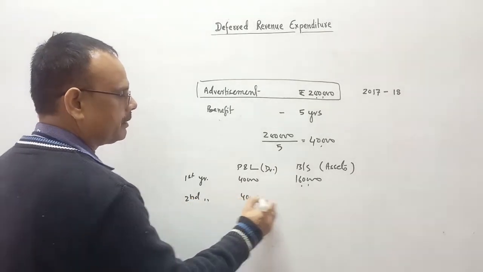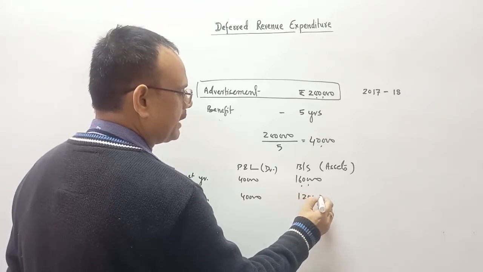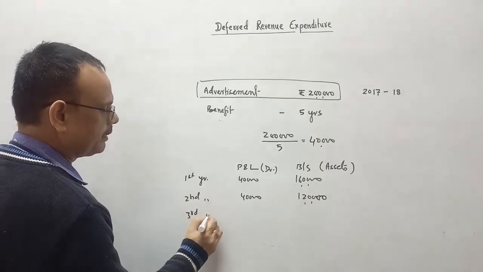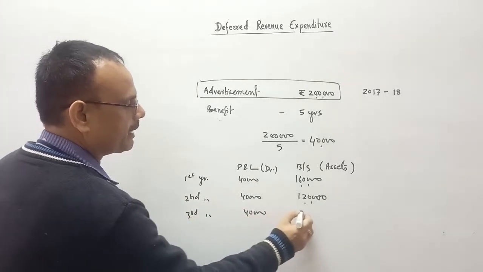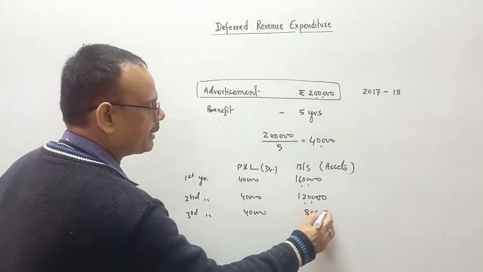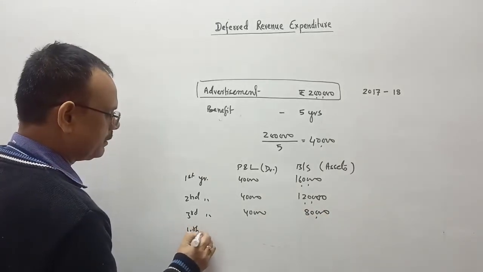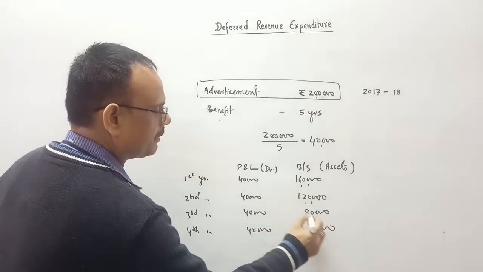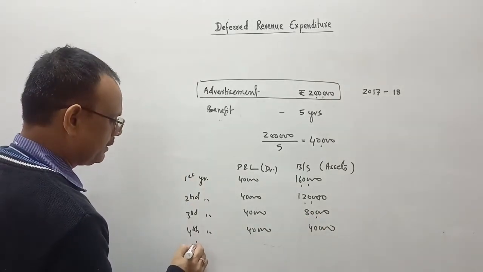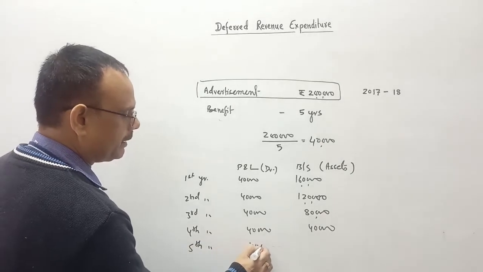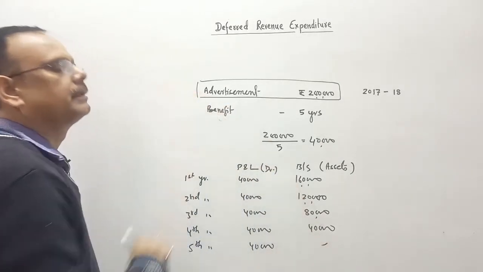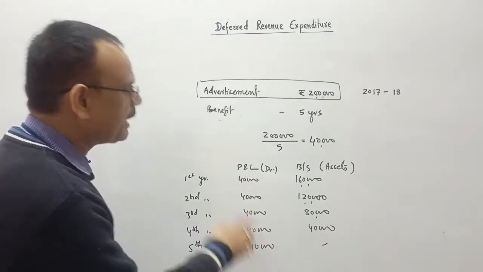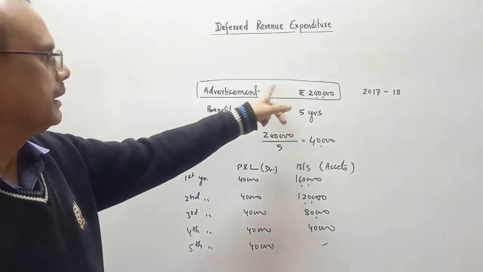Second year, 40,000 again, here 1,20,000, balance sheet asset side 1,20,000. Third year, 40 again, but in the balance sheet now it will be reduced to 80. Fourth year, 40, here it is reduced by 40. Fifth year, 40, and thereafter this will not be reflected in the balance sheet. So in 5 years I have written off this advertisement.